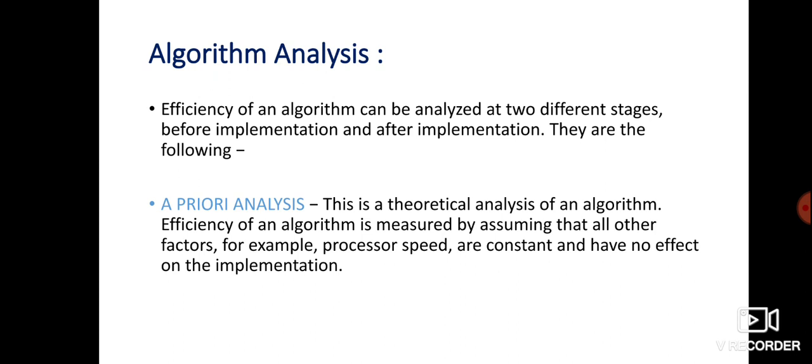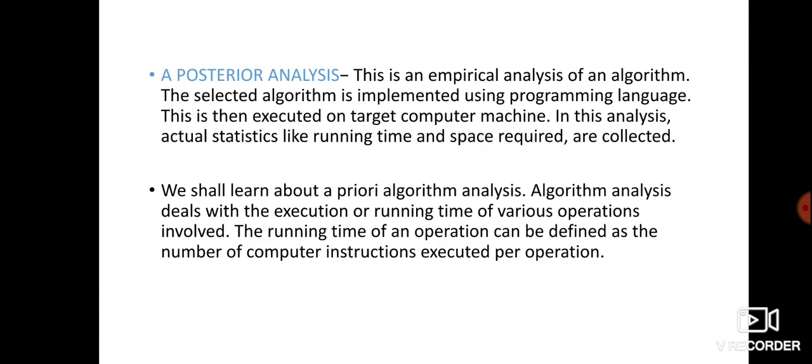Algorithm analysis. Efficiency of an algorithm can be analyzed at two different stages: before implementing and after implementing. They are the following: a priori analysis. This is a theoretical analysis of an algorithm. Efficiency of an algorithm is measured by assuming that all other factors, for example, processor speed, are constant and have no effect on the implementation.